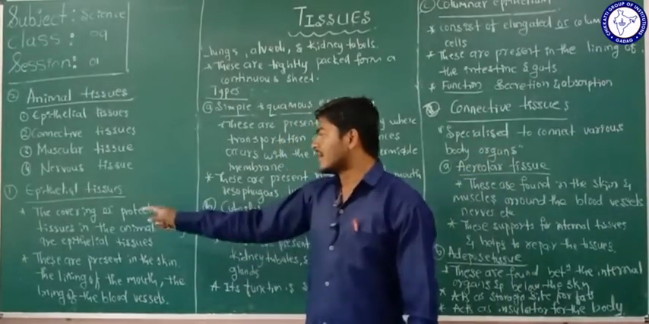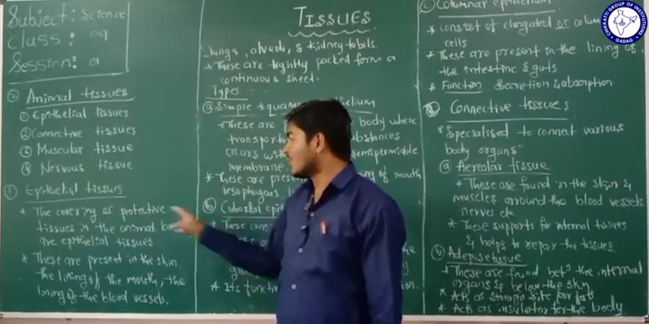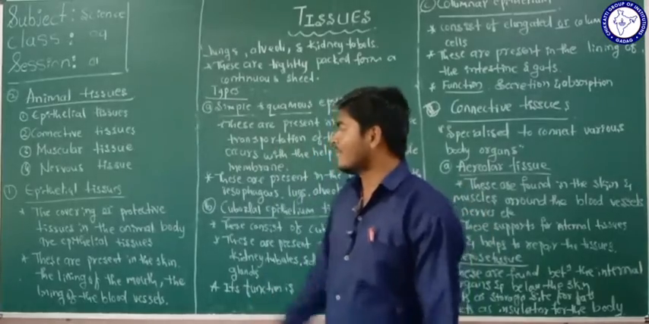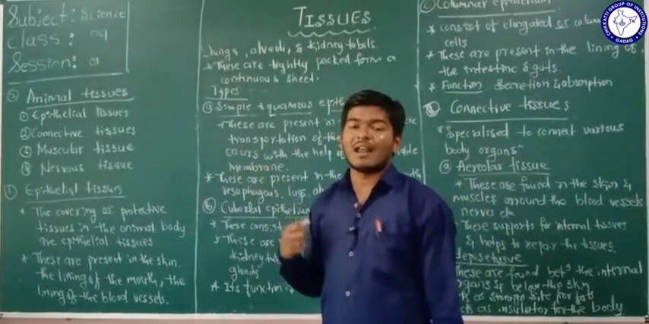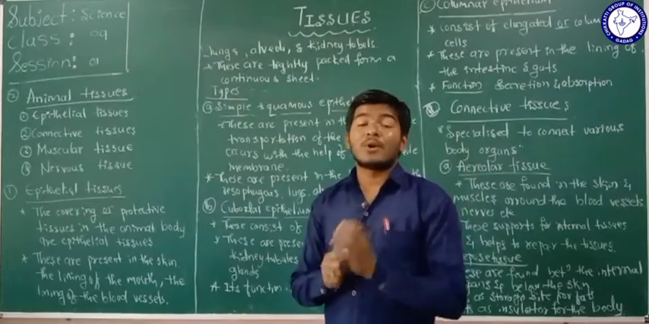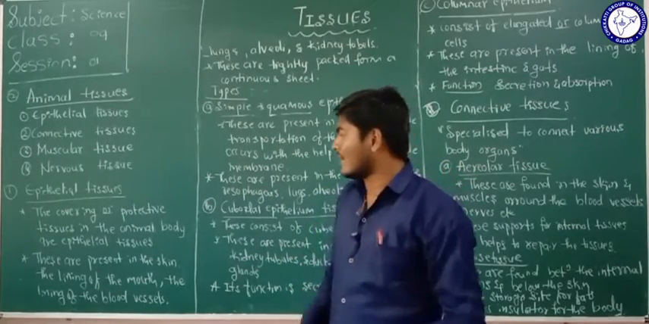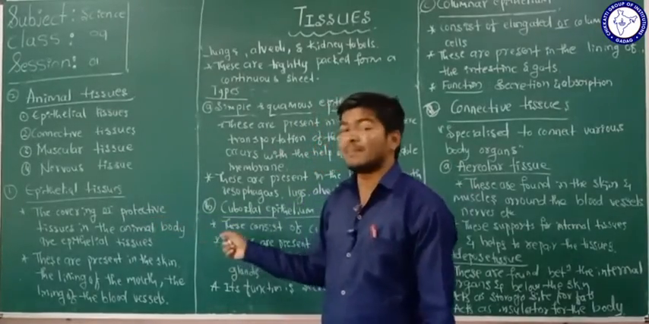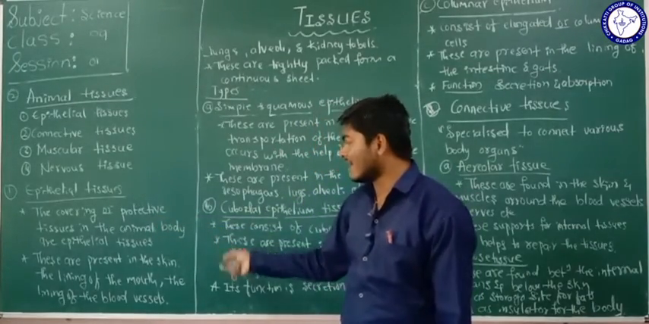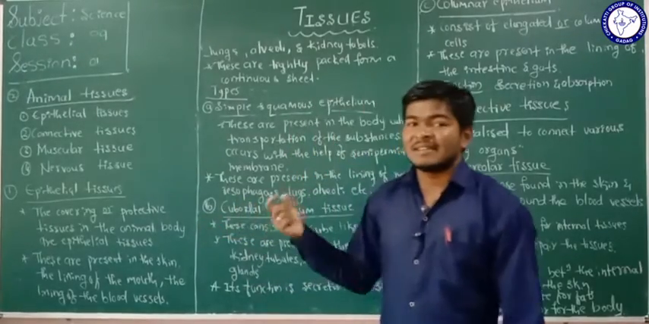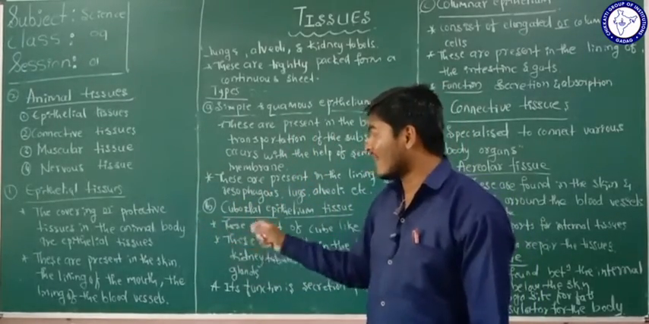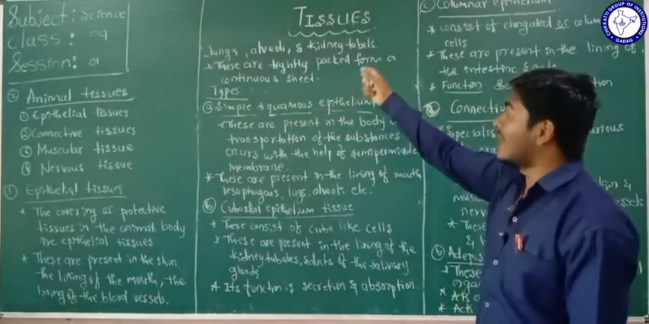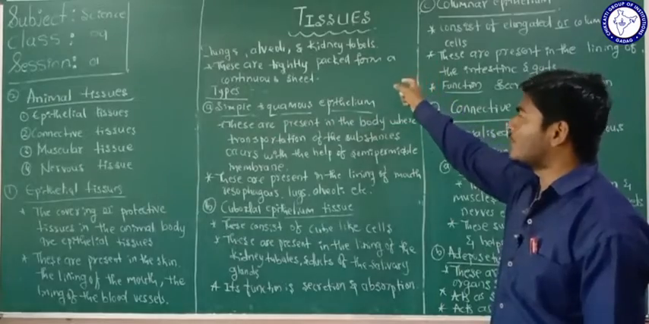Epithelial tissues are the covering or protective tissues in the animal body. As I told already, epithelial tissues are the protective tissues present in the animal body. These are present in the skin and in the lining of the mouth, the lining of the blood vessels, the lining of the lungs, the lining of the alveoli and the kidney tubules.